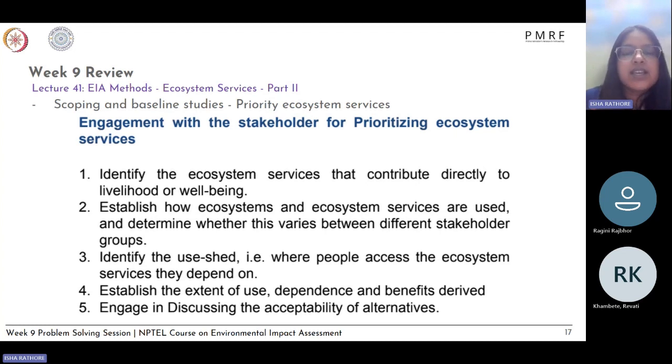And then you engage in discussing the acceptability of alternatives. Because if your project is affecting the financial status of somebody, like for example in a land use change case, then you need to give them alternatives for practicing their income or something like that. So you need to suggest alternatives which are acceptable to them and which lead them to a certain level of independence which they were having before your project was proposed as well. So you discuss the acceptability of the alternatives which you are suggesting with your stakeholders.